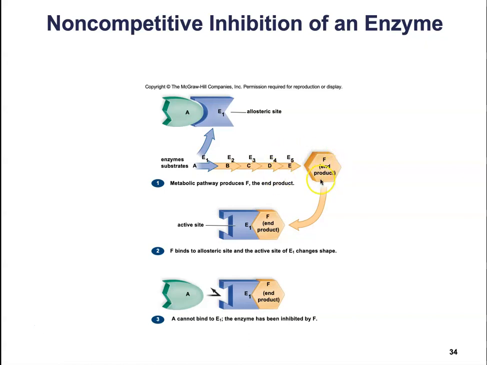Then once these levels get lower and the cell needs to make more, this will not be binding to the enzyme and it can then bind that substrate again, okay? Like I said, it's reversible, okay? All right, so that's what this is saying here. I just said this, right? A can no longer bind and it's inhibited.